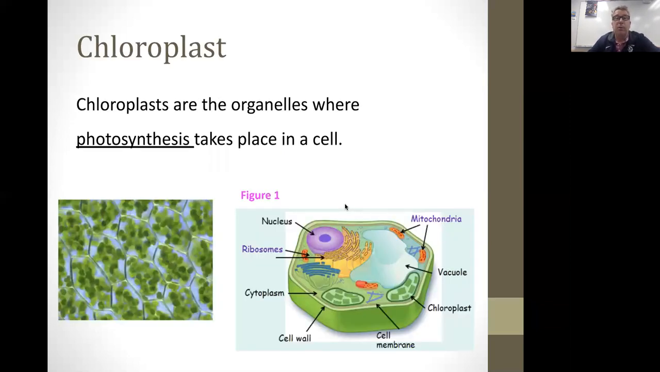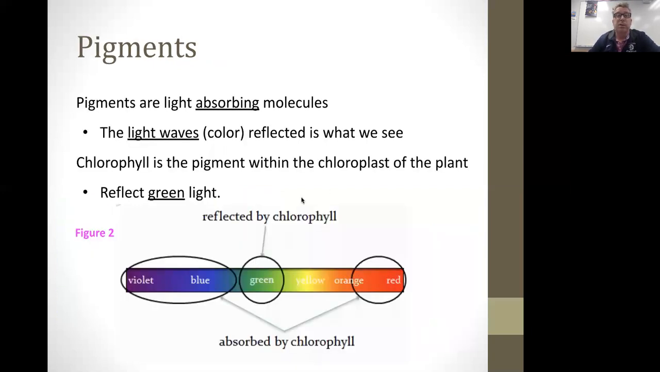So where does photosynthesis take place? Well, in the plant cell, there's an organelle called the chloroplast. And within that is chlorophyll, and we'll talk a little bit about that later. That's the pigment, but that's why the plants are green, the leaves are green, right? So chloroplast within the plant cell is where photosynthesis takes place.